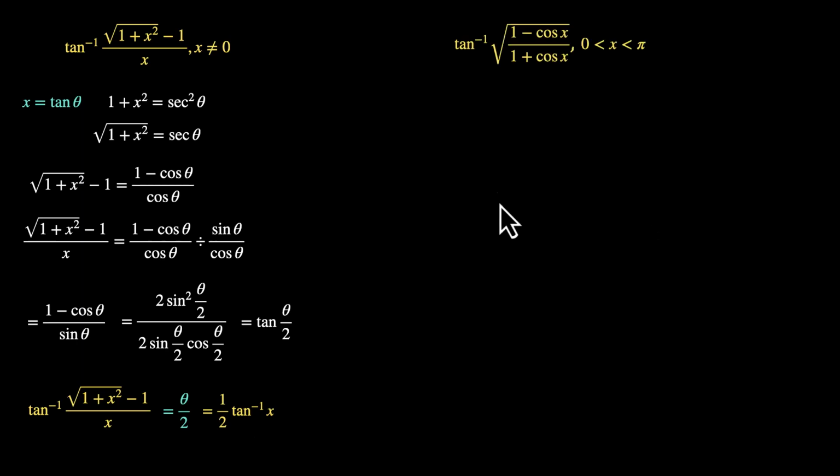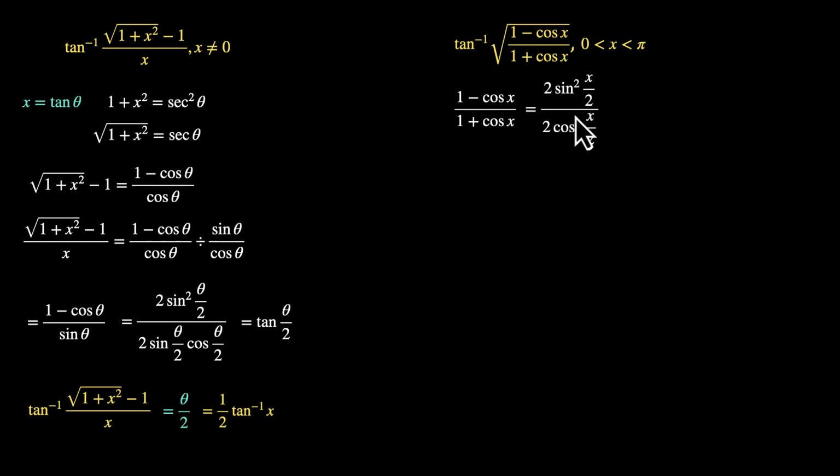Let's try one more. Tan inverse of root of 1 minus cos x by 1 plus cos x. Pause the video. Figure out what identity we can use here. Okay, let's do this together. 1 minus cos x by 1 plus cos x. We want this to be a perfect square.